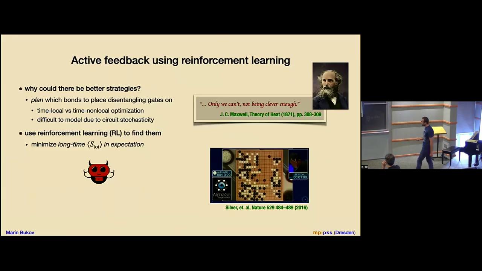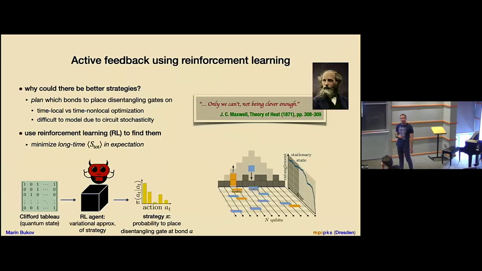Another reason why we're using this tool is because this has already been proven sufficient for finding interesting strategies in game setups. All right, so here's how reinforcement learning works in a nutshell. The reinforcement learning algorithm is essentially a black box. What this black box is doing is similar to the daemon of Maxwell. It's keeping track of the state of the system in this case. Because this is a Clifford circuit, I can represent the state in the form of a Clifford tableau. And so this Clifford tableau goes inside this black box, and what comes out is a probability distribution over all the different bonds. So basically, using this distribution, my agent can decide how likely it is to place my disentangling gate on this bond, or on this bond, or maybe on that bond, okay? And so, in that sense, this black box is nothing but a variational approximation for this strategy.